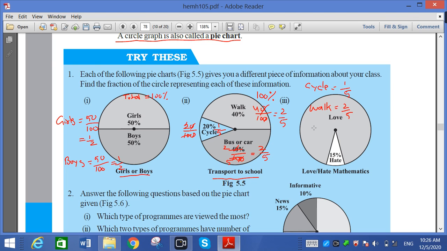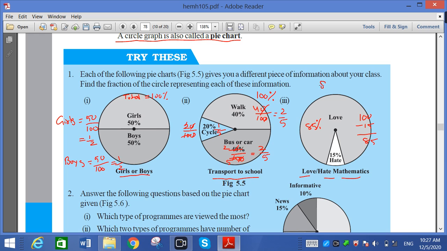And car or bus, that is 2 by 5. Now third, that is love and hate of mathematics. So 15% is hate, but total is 100%. So 100 minus 15%, that is 85%. So 85% love maths and only 15% hate maths.